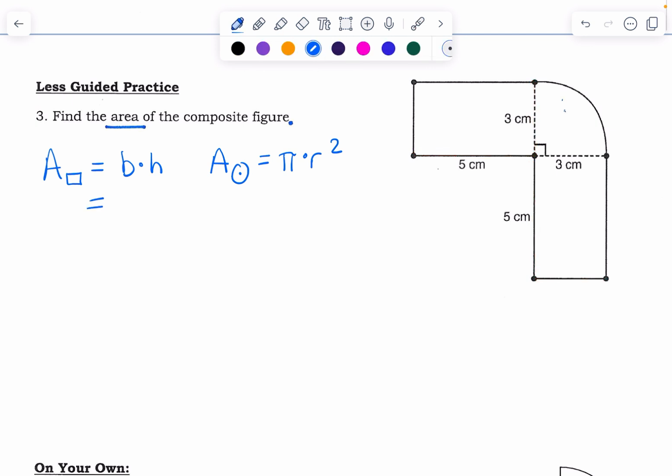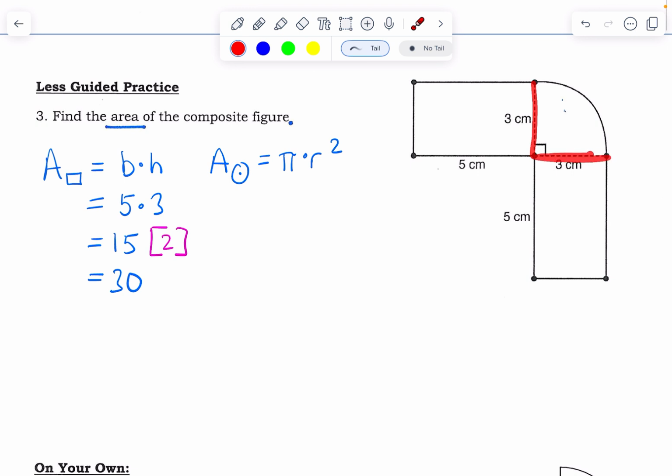So I'm just going to do 5 times 3 which is 15. And I'm going to times that by 2 for the fact that there's 2 rectangles. And that would be 30. So now, if you take a look at this quarter of a circle, you should recognize that this portion right here, this 3, would be considered the radius of the circle. So R would be 3.